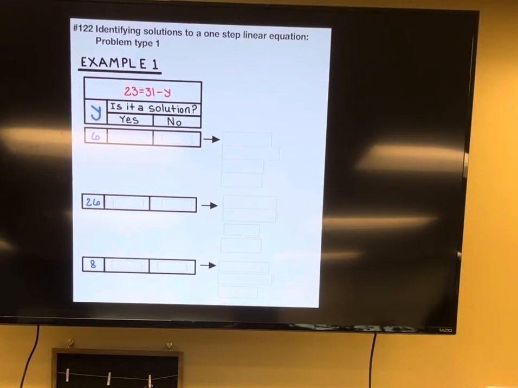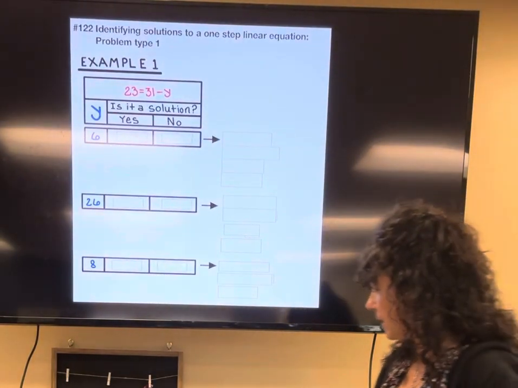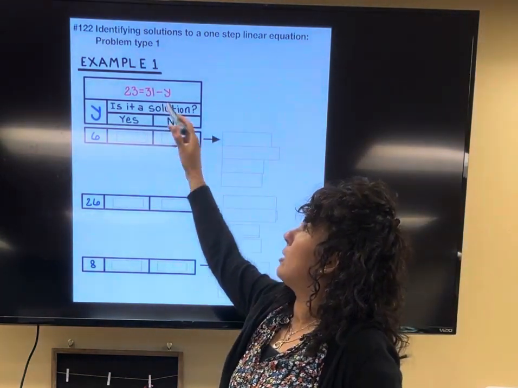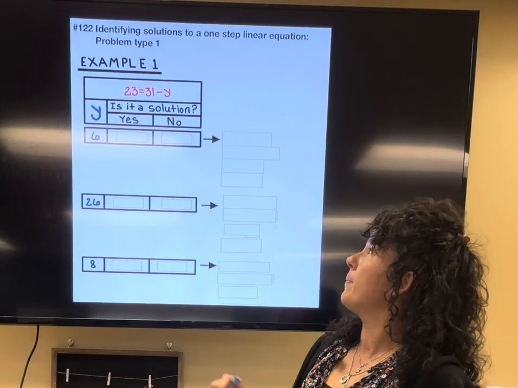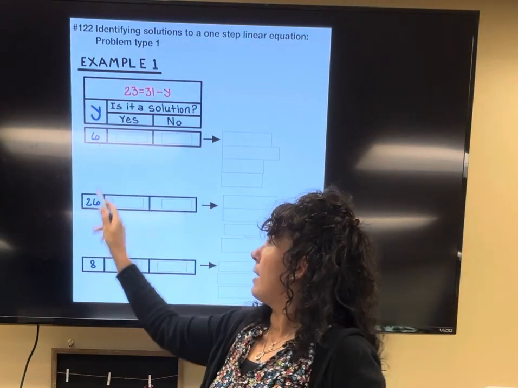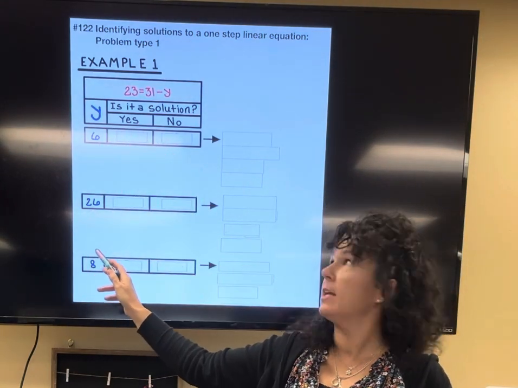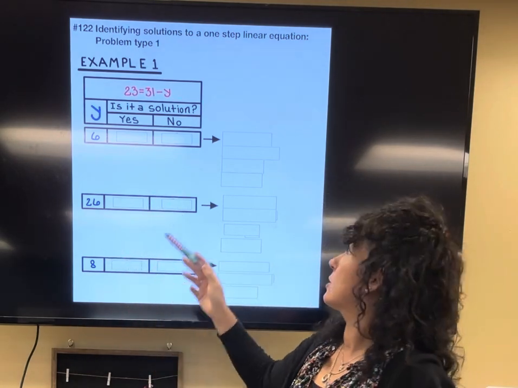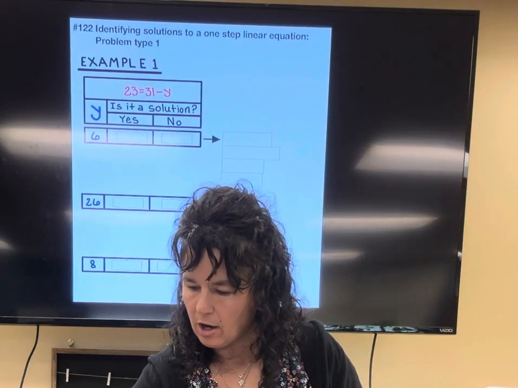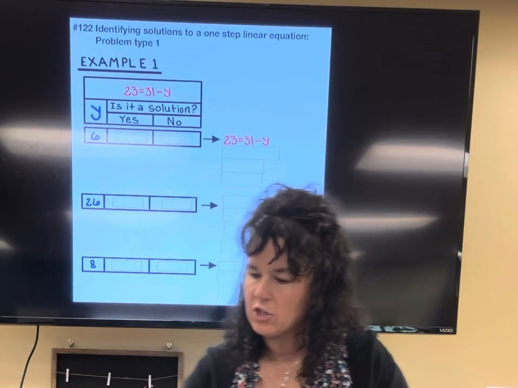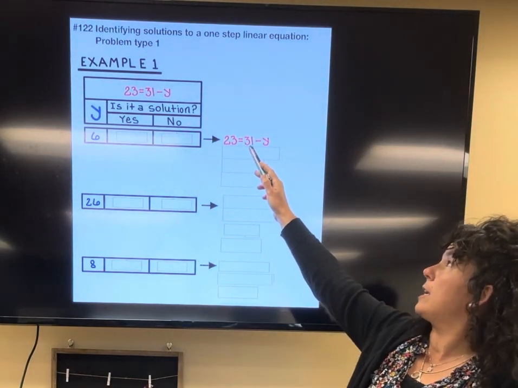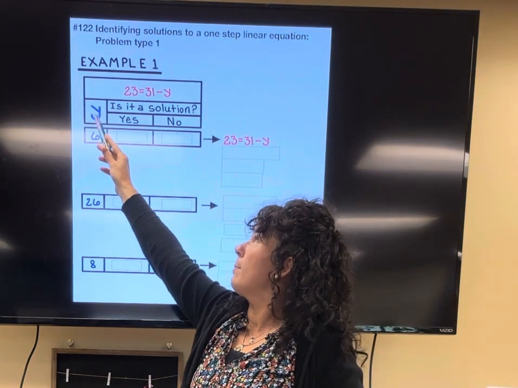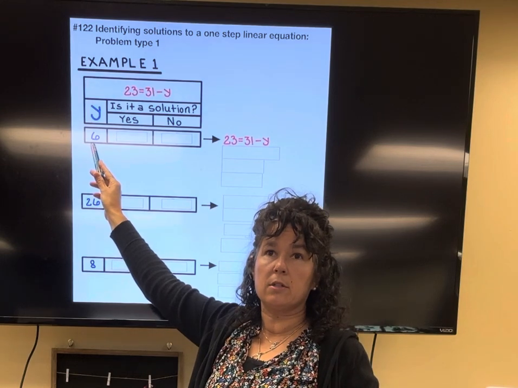So if you want to decide if something is a solution, in this one right here, my equation is 23 equals 31 minus y. And it gives you the y value that they want you to substitute in. And then you decide if it is a solution or it isn't a solution. So we want to start off with the original equation. So in this case, that's 23 equals 31 minus y. And then we're going to go in and replace the y with the number 6.